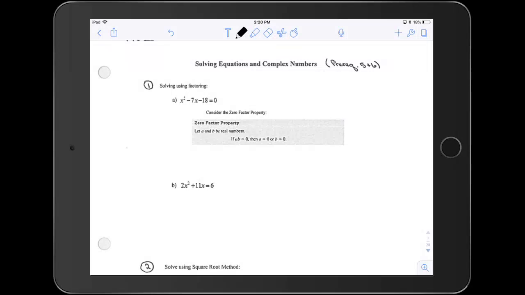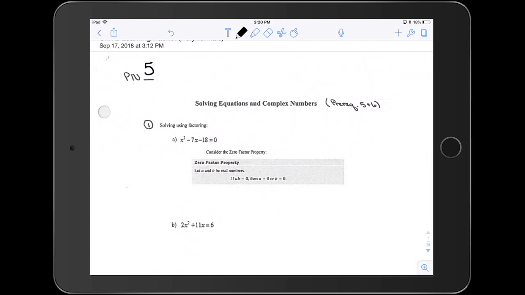Welcome to your PN5 note guide. The title is Solving Equations and Complex Numbers.